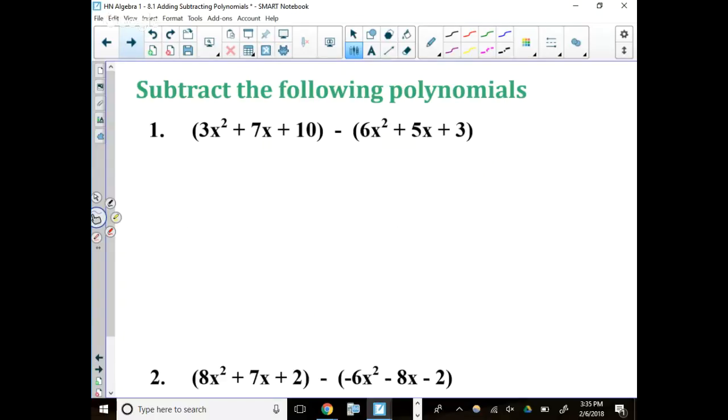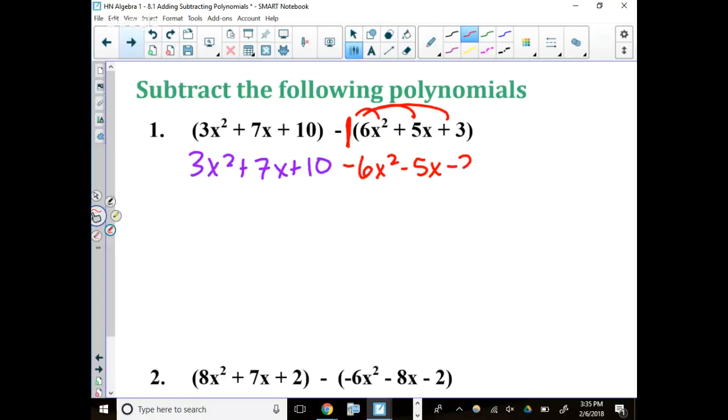All right, next what we're going to do is subtract. Again, I'm going to double check there's nothing out here to distribute, so I'm just going to rewrite. Now, with subtraction you do have a negative 1 here, so you have to distribute the negative. That changes all of the signs inside the parentheses, so this will be a negative x squared minus 5x minus 3.